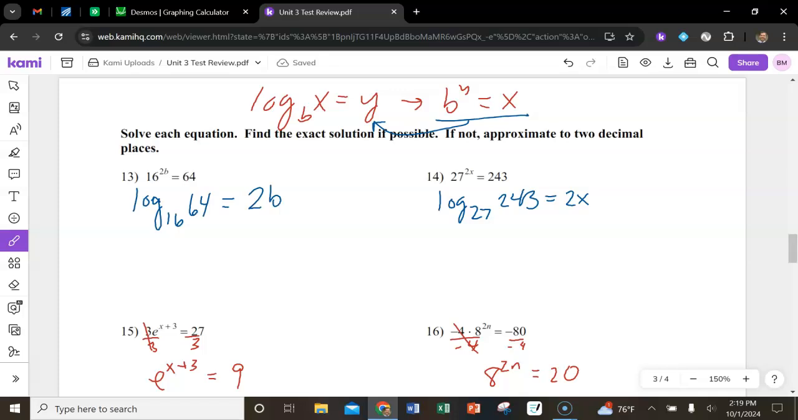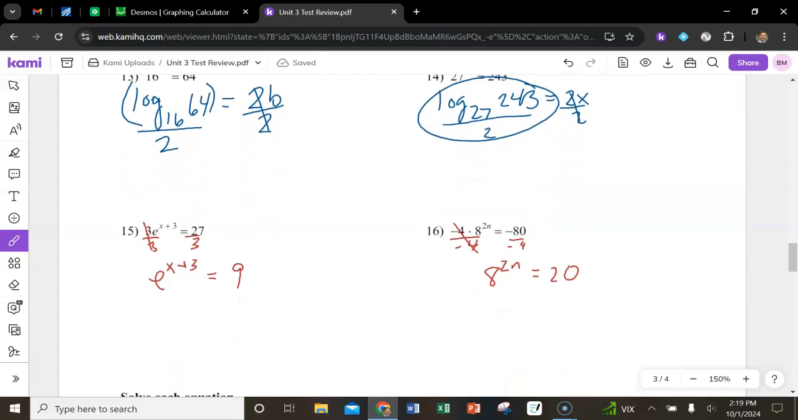After you go to log form, you still need to solve for the variable. So in both of these cases, I would just divide by 2. Make sure that you're not just dividing the 64 by 2. Okay, this is not 32. It's all of that, log base 16 of 64, divided by 2. Just plug all that into the calculator. Same thing on this one, divide by 2, plug all that into the calculator, and you'll have your answer for x.